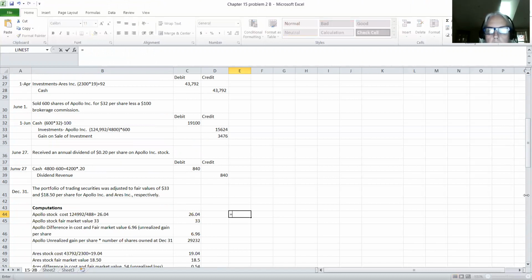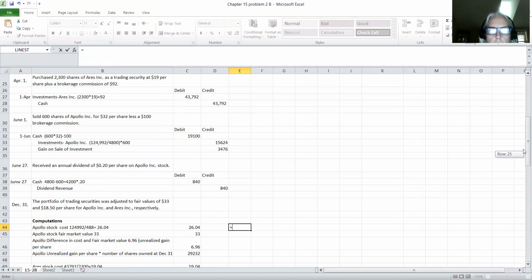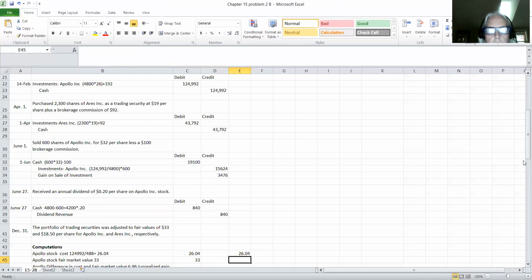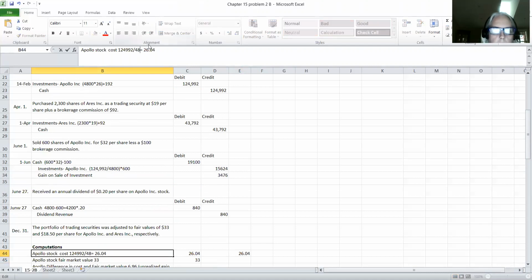If we take the amount that we bought the stock for and we divide it by 4,800 shares, it will give us 2604. So right here, I need to change this to 4,800 because it's not going to make sense to you if I don't. There was a typing error in that.